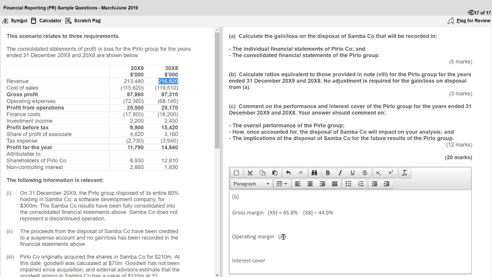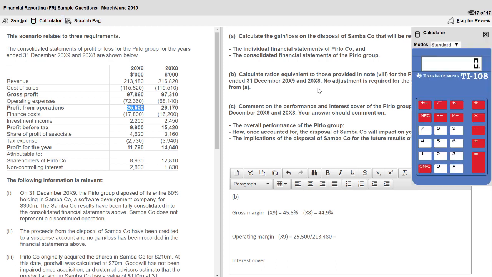Again, I'll allow you to do that in your own time using the calculator, and away you go. Okay. For your operating margin, it takes your profit from operations, so that's the 25500, divided by the revenue of 213480. Again, you can tap that onto your calculator. So I've got 25500 divided by 213480 equals 11.9%.